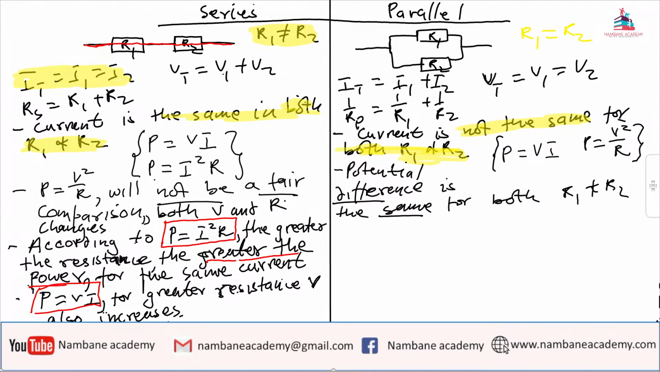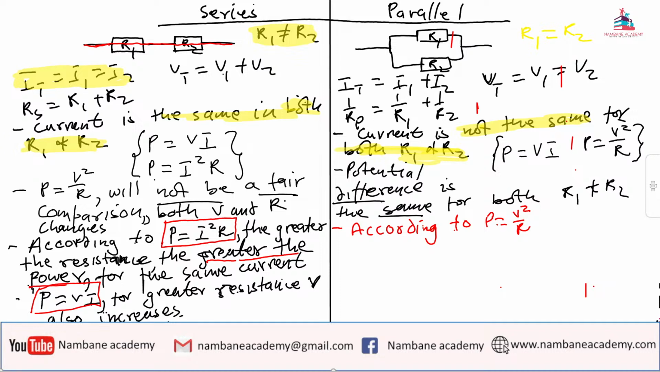What about now when they are connected in parallel? We must start and say now, according to P is equal to V squared over R. It's a different equation now for parallel. Why P is equal to V squared over R? It's clear.